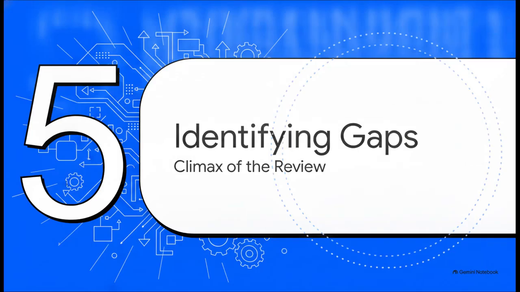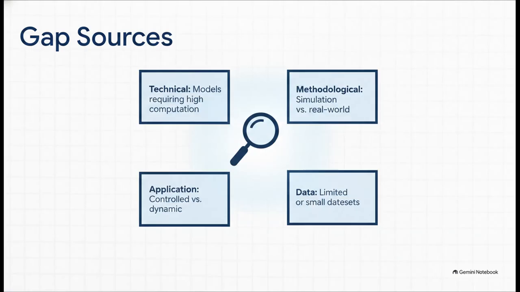Section 5. Identifying the research gap. Climax of the review. You know, a lot of students think a research gap just means literally nobody has ever studied this topic. But in engineering, that is almost never true. Real gaps emerge when you compare the limitations of multiple papers. Check out these specific sources for gaps.